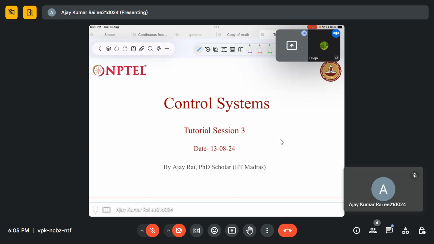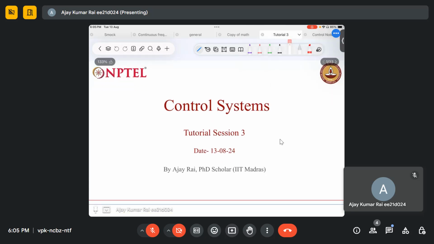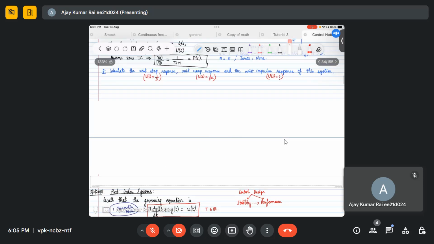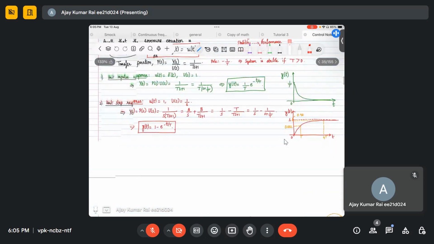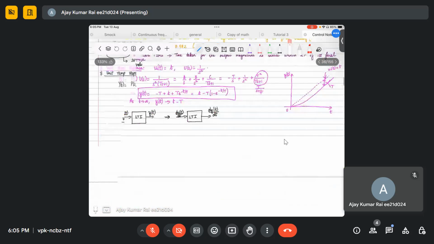In this week, we'll see what happens when there is a zero. Zero in the left half plane, what is its effect, and if it is in the right half plane, what is its effect? Okay. So let me briefly discuss through notes.